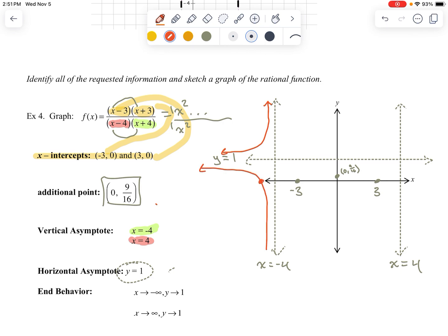But it can't be this bottom one because that would mean there's an extra x-intercept, which there isn't in this case. So I'm going to erase the bottom one and leave the top one here. So that asymptote keeps going and going. Okay.